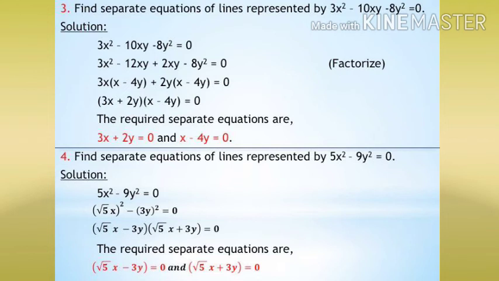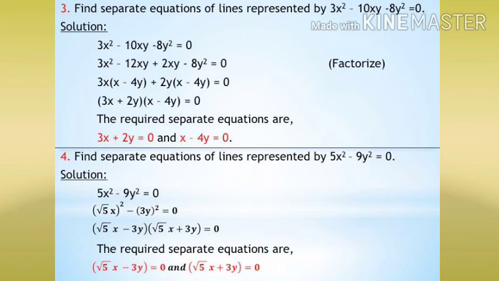Now in the next example, again you have to find the separate equation of lines represented by 5x² − 9y² = 0. Now 5x² − 9y² can be written as (√5x)² − (3y)². So here I can use the formula of a² − b². So a² − b², this will become (√5x − 3y)(√5x + 3y) = 0. So the separate equations are √5x − 3y = 0 and √5x + 3y = 0.